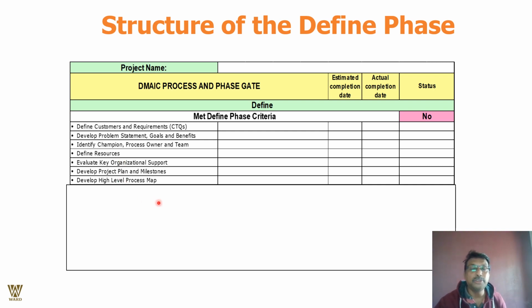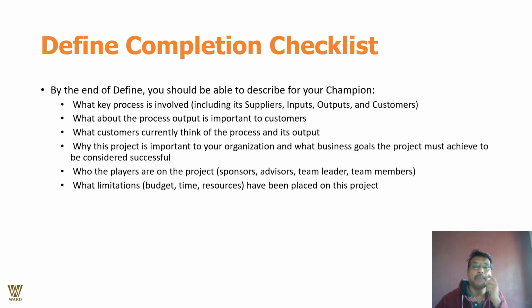Develop problem statement, goals, benefit, identify champions, process owner, team. Define resources, evaluate key organizational players, define project planning and milestones, develop a high level process map. By the end of define, you should be able to describe clearly your champion and what processes are involved, including supplier, inputs, output, and customer.